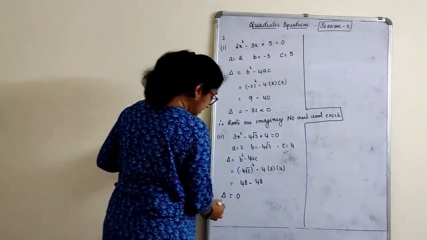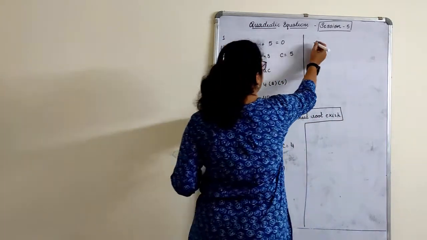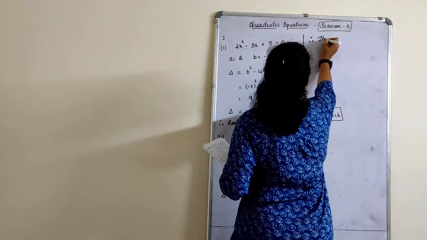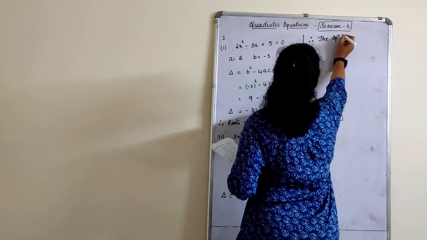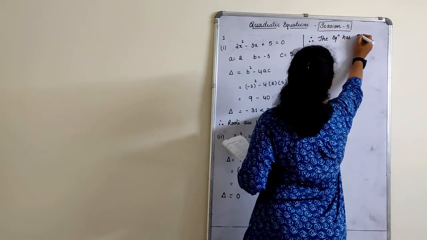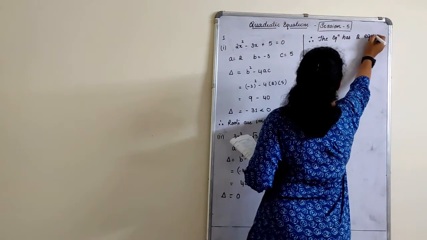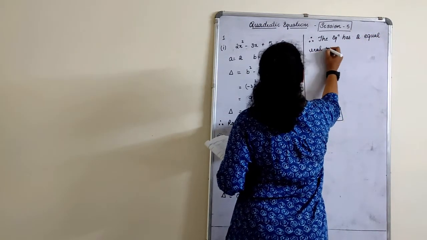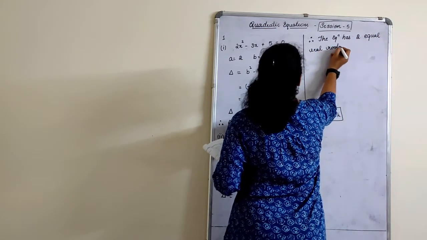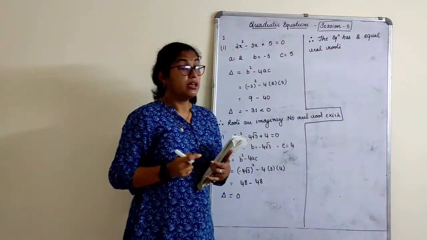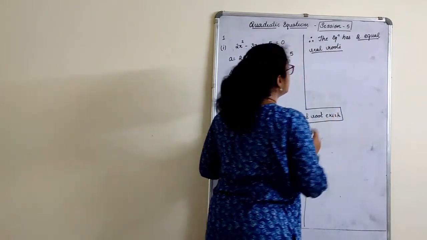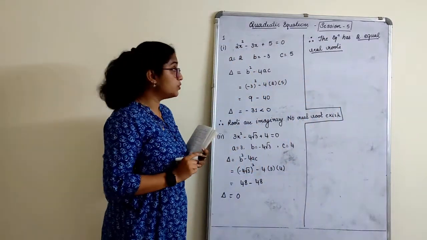So if delta is equal to 0, what do we have to write? Therefore, the quadratic equation has two equal real roots. Very important to write this correctly. The equation has two equal real roots because delta is equal to 0.